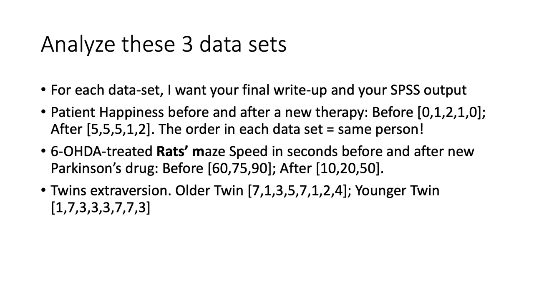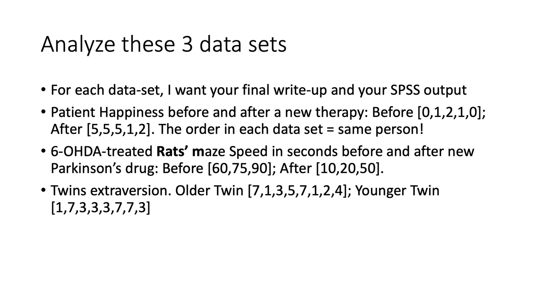6-OHDA treated rats. Those are rats that have like a rat model of Parkinson's. We're looking at their maze speed in seconds before and after a new Parkinson's drug. So their speed of completing the maze before the drug was 60 seconds, 75 seconds, 90 seconds. Their speed after is 10, 20, and 50. Now we are expecting speed to go down, right? That's what we are hypothesizing. The drug should make speed go down. That's just what we would expect. A Parkinson's drug is going to increase the ability to complete a maze for these rats. So the ability to complete the maze means less time spent in the maze.